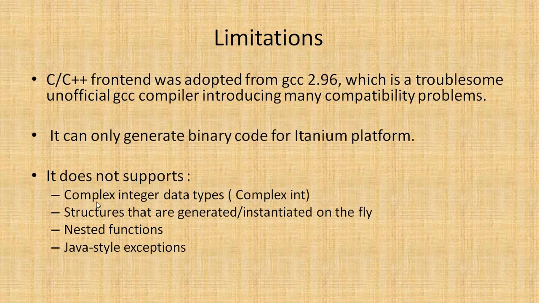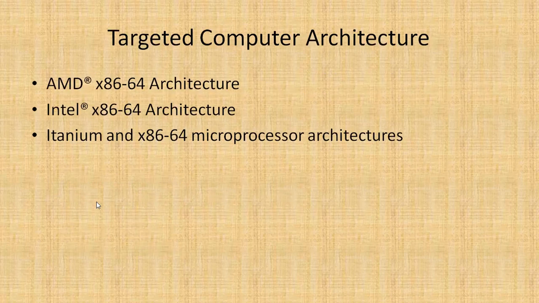A few of the limitations for this compiler are that the C++ frontend was adopted from GCC 2.96 version, which is a very troublesome unofficial GCC compiler, and there are many compatibility issues with it. It can only generate binary code for the Itanium platform. It does not support complex integer data types, and it also does not support nested functions, structures that are generated, or Java style exceptions. These are the few limitations.